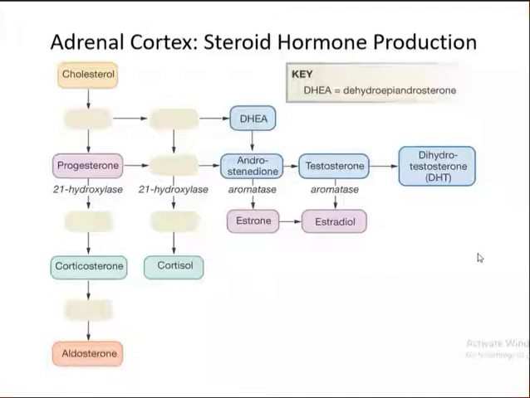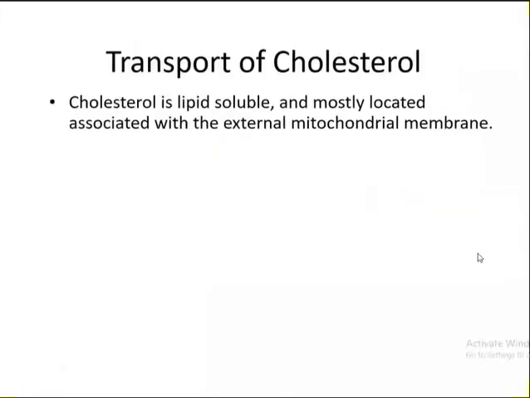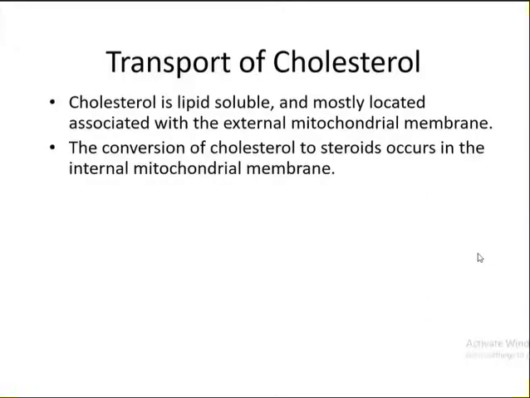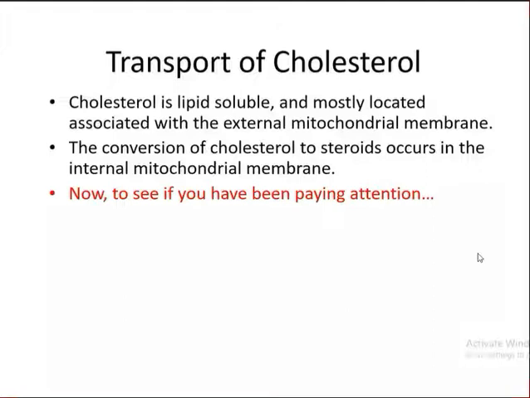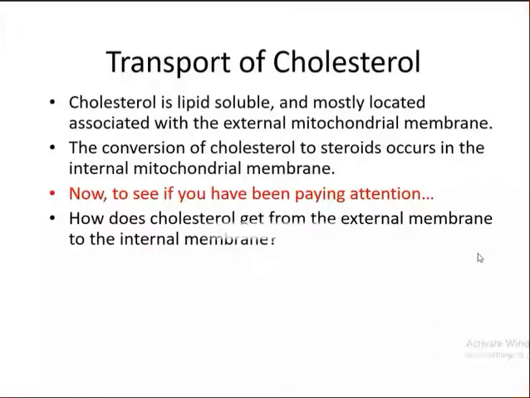Now, steroid synthesis with cortisol and the sex hormones: cholesterol is lipid soluble and mostly associated with the external mitochondrial membrane, while the conversion of cholesterol to steroid occurs in the internal mitochondrial membrane. To see if you have been paying attention, how does cholesterol get from the external membrane to the internal membrane? Can anybody answer?